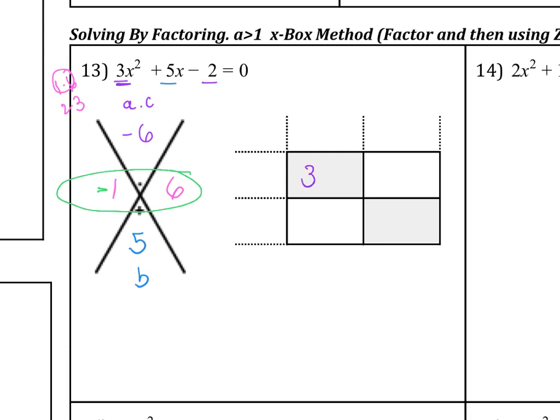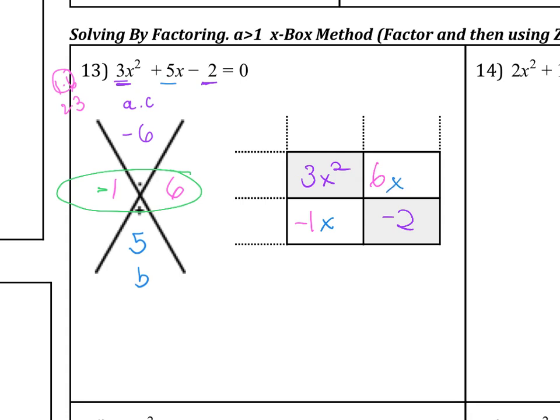In this first box, this is our 3x squared. Down at the right is our negative 2. Then our factors go in here. This is a negative 1, and we have to put an x with it. So don't forget the x here. Then we have a 6, and the x as well.